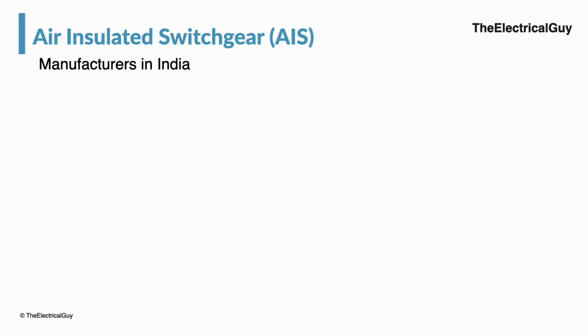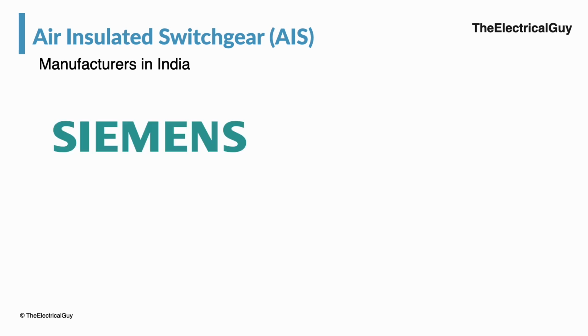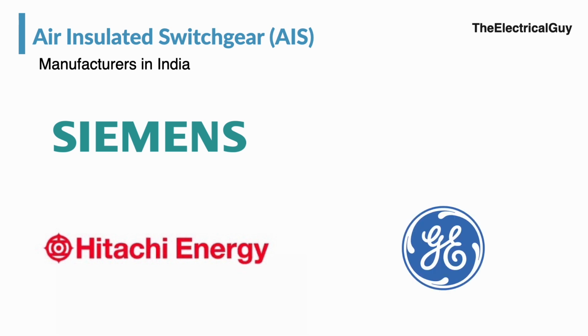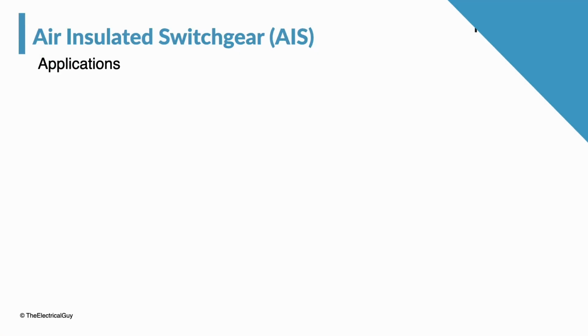Now, manufacturers of air insulated switchgear can be different for different switchgear. Like there are few manufacturers who only produce instrument transformers but not the other equipment. Some produce only disconnectors but not the other equipment. But if we look at the major manufacturers of AIS in India, then they are Siemens, Hitachi Energy, General Electric and Crompton Greaves.